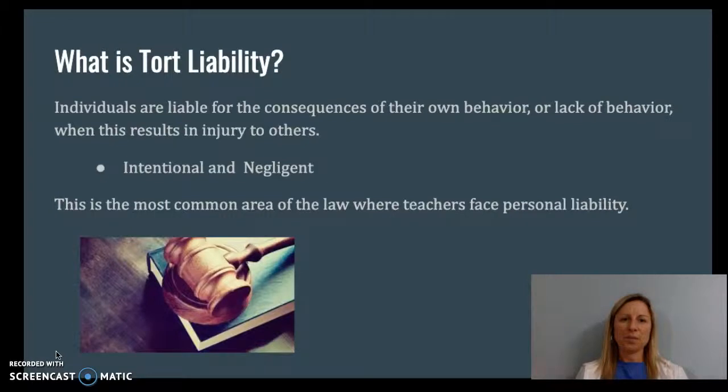And basically, we'll talk about intentional and negligent. So intentional meaning that they were trying to cause harm. Negligent meaning like a lack of behavior, lack of supervision, those kinds of things caused harm. And this is the most common area of the law that teachers will face personal liability from their behaviors interacting with students.